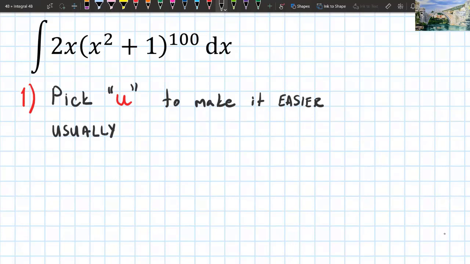Here you need to pick u, but where is u now? Is it 2x? Is it x squared plus 1? Or is it (x squared plus 1) to the power 100? Or something else? You may have complex functions. So usually it will be the inside of something. That's the first one: usually the inside of something.